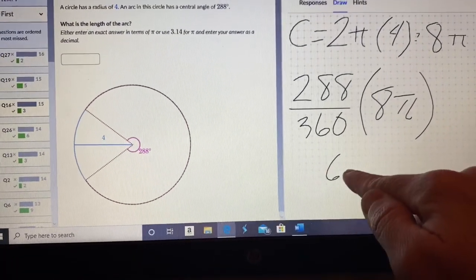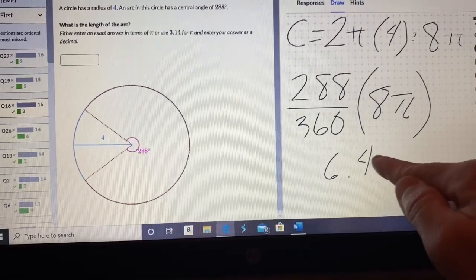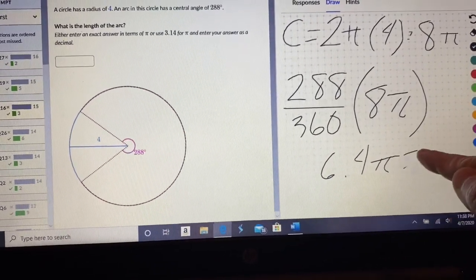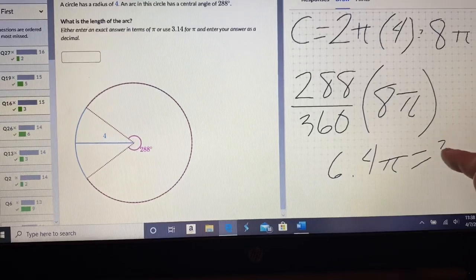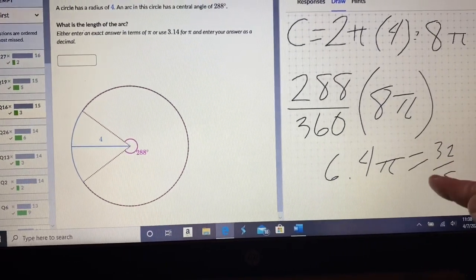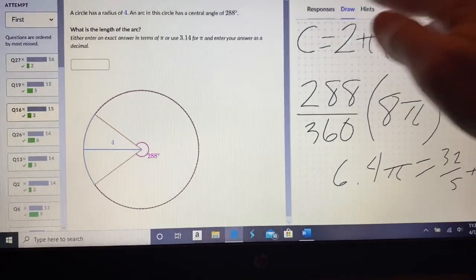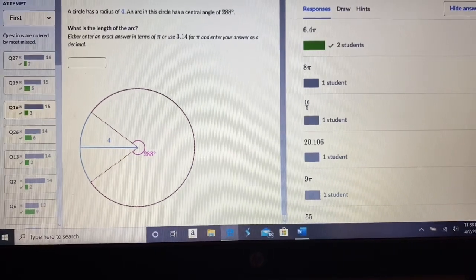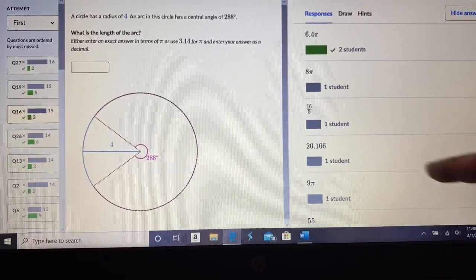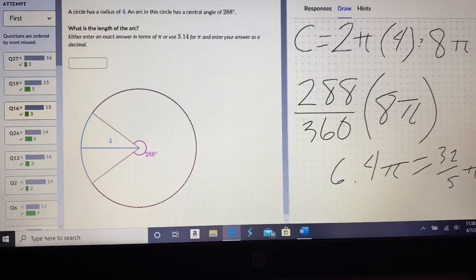But remember, that's not your answer. I didn't type in the pi, so I've got to bring that down. So 6.4 pi or 32 over 5 pi. It will take either one of those.